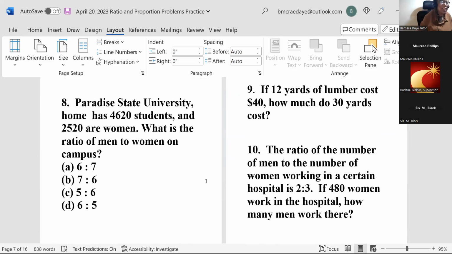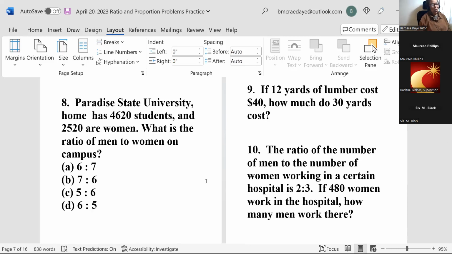Okay, Maureen, read number 8 and just tell me how do you think you would get it started? Paradise State University has 4,620 students and 2,520 are women. What is the ratio of men to women on the campus?